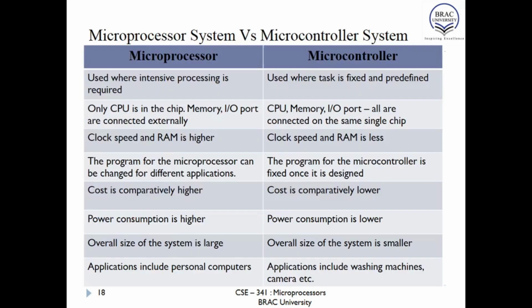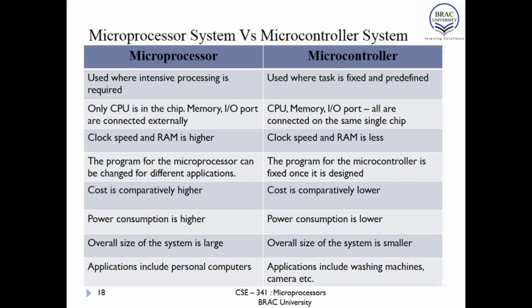Students, let us now discuss the differences between a microprocessor and a microcontroller. First, a microprocessor is used where intensive processing is required, whereas a microcontroller is used where the tasks are much simpler, where the task is fixed and predefined. In case of a microprocessor, only the CPU is integrated into the chip. The memory and the input-output ports are all connected externally. But in case of a microcontroller, the CPU, the memory, and the input-output ports, all of the components are connected on the same single IC.